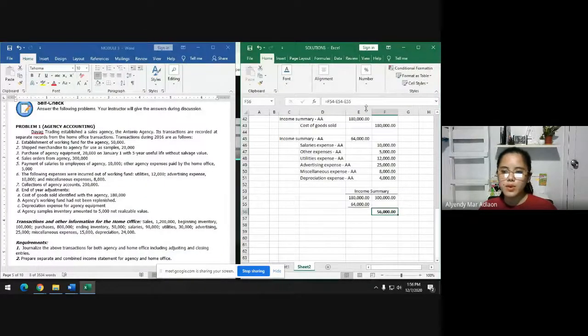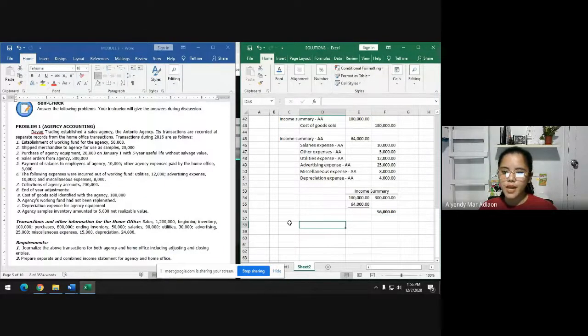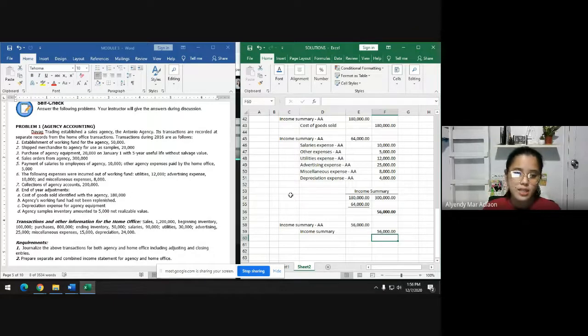We will have to close this 56,000 pesos to the general income summary account. Since it is a credit balance, we will debit it. So debit income summary at Antonio Agency, and credit the general account for the income summary. It is the same for both home office and branch. So that is 56,000 pesos. Okay, so that is how you journalize for the agency transaction.